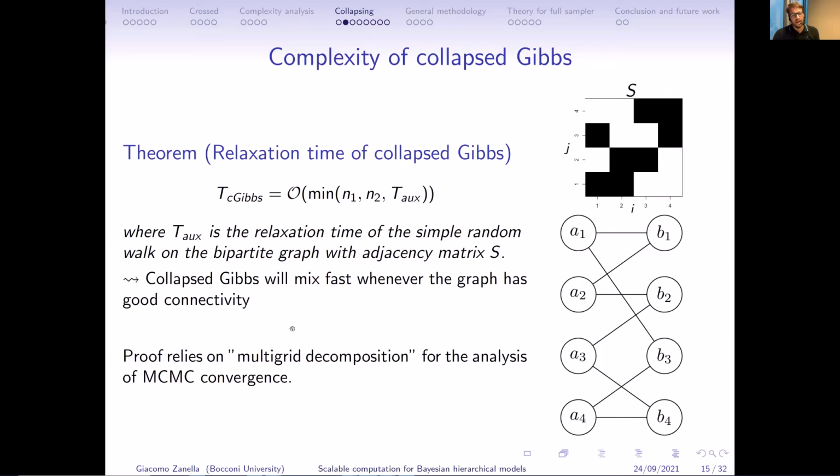Okay. I will not go into details, but the proof relies on the notion of multigrid decomposition, in a sense decomposing the mixing of Gibbs samplers into global parameters and residuals. And the residuals are really what converge according to this diffusion. So you have two kinds of convergence. The convergence of the global parameters, which is a geometric convergence with a rate that leads to this N1 and N2, while the residuals converge according to a diffusion, which leads to this T-aux, just to try to give you a very high-level intuition. So what is the implication of this result?